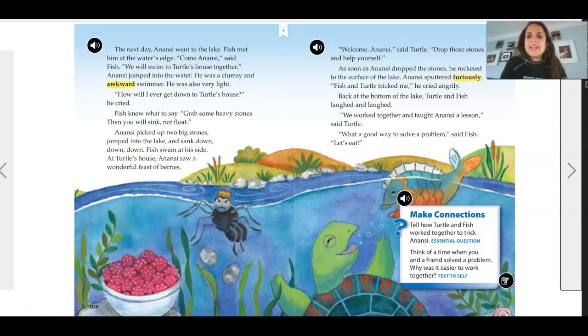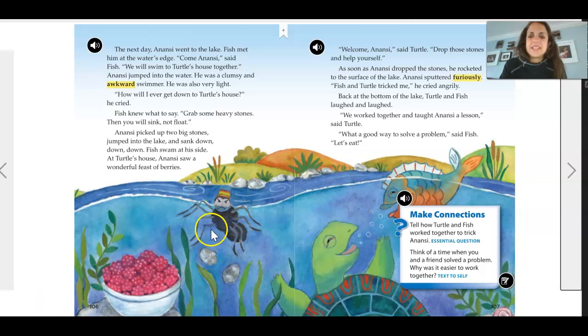The next day, Anansi went to the lake. Fish met him at the water's edge. "Come, Anansi," said Fish. "We will swim to Turtle's house together." Anansi jumped into the water. He was a clumsy and awkward swimmer. He was also very light.